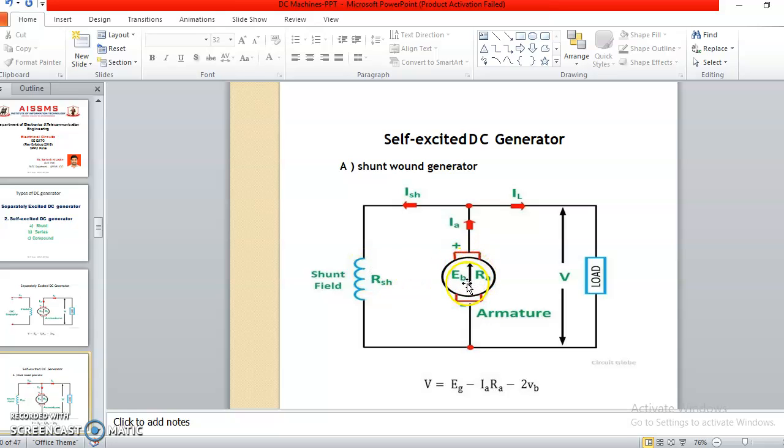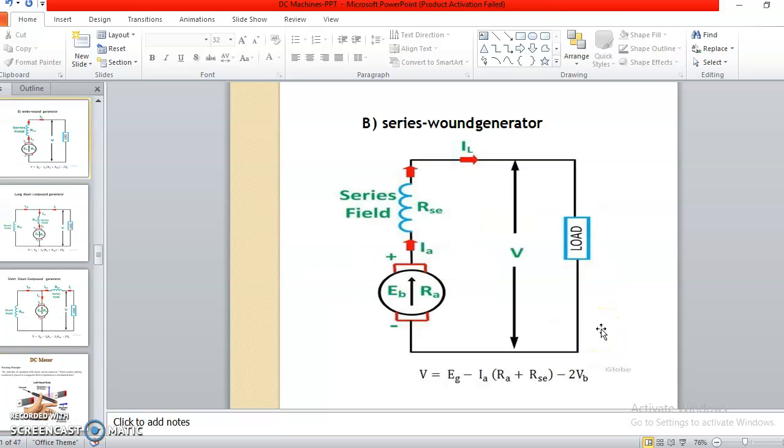Whatever EMF is induced, that EMF is utilized to provide the load voltage as well as the field current. So here the voltage equation can be changed to V is equal to EG minus IA RA minus V brush. Again, EG is nothing but the generated voltage, V is the terminal voltage, IA into RA is the armature loss, and V brush is the loss across the brushes, which is generally negligible. If they have mentioned the V brush, then only you have to consider it, otherwise this is a very negligible type of loss. Next, the series wound self-excited DC generator.